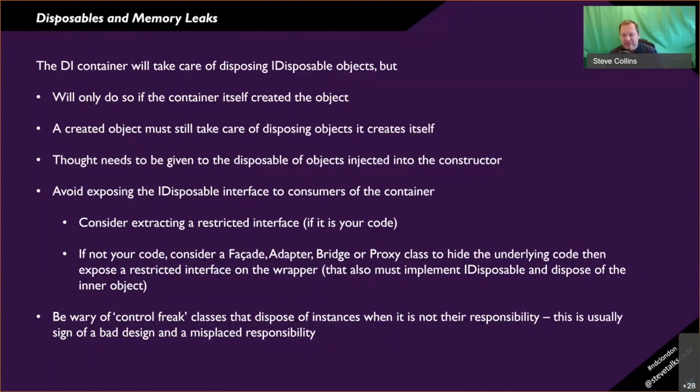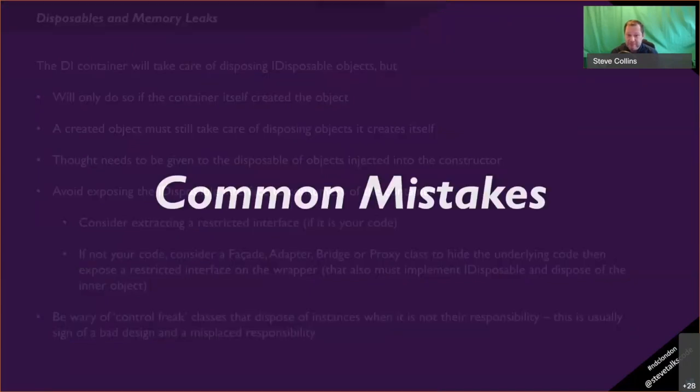The last point I want to make is a rare one, and a code smell. But if you have a class that is what's known as a control freak, and insists on disposing instances passed into it, then instead of getting the container to create those instances, maybe consider using a factory and the patterns I've just mentioned.